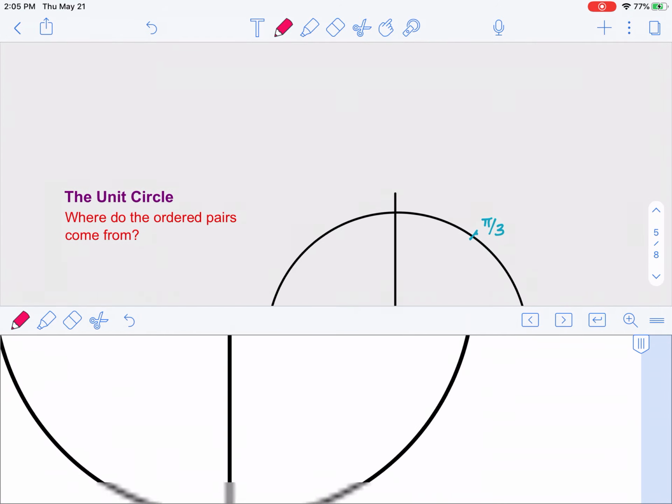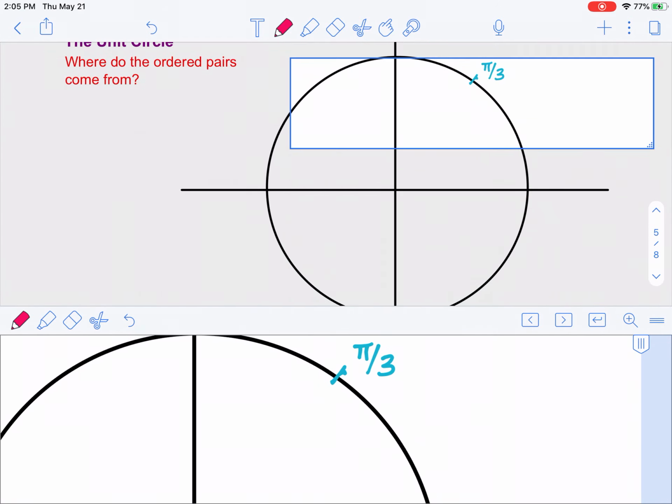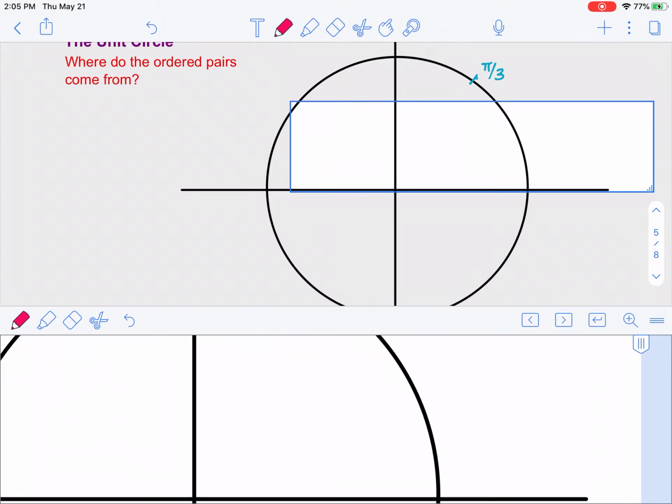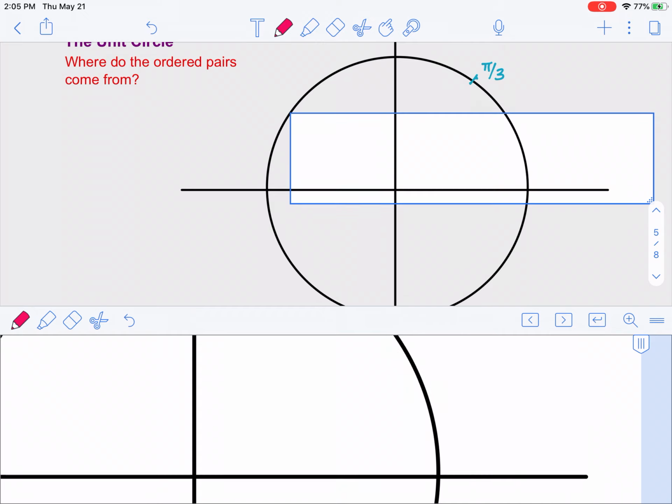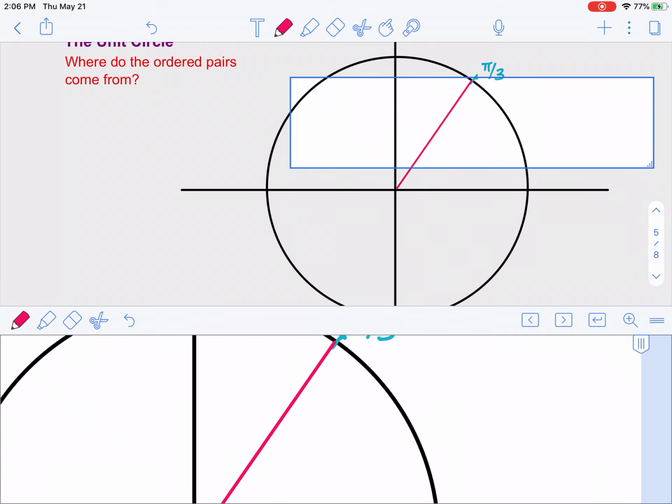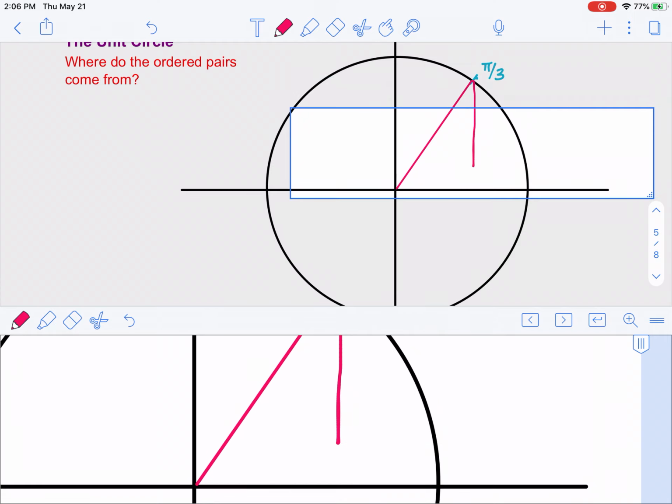Okay, we're going to do the same thing, except this time we're going to do it at pi over 3. Okay, let's see if I can actually make this happen. Gotta be a little bit more careful, apparently. Okay. Then I'm going to drop that perpendicular down.